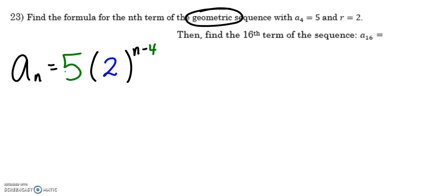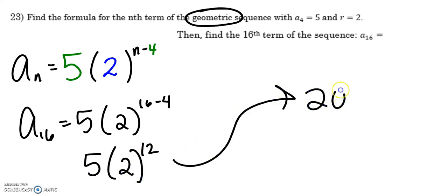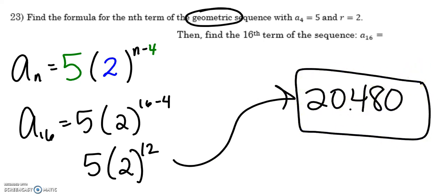So that went pretty quickly. And now I need to find the a sub 16. So 5 times 2 to the 16 minus 4, which would be 5 times 2 to the 12th, which ends up being 20,480. Having a hard time reading these numbers this morning. So that, again, you can type in your calculator if you want to. You can also think about what 2 to the 12th is and then multiply it by 5.